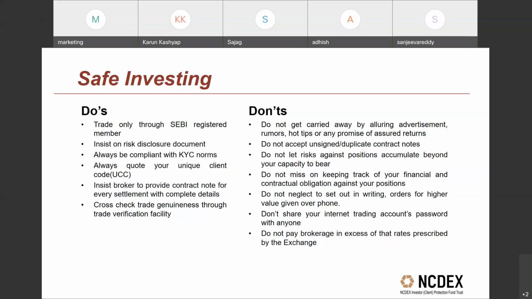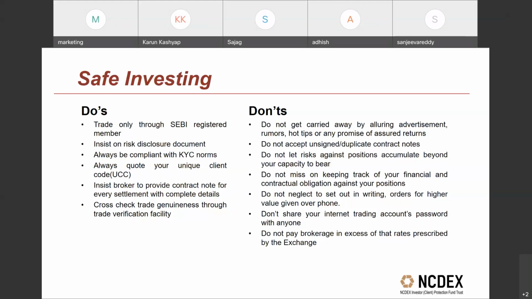Also, once the member provides the details of the trade, anybody can verify the trade details on the exchange website. Now, what we should not do: we should not let greed drive us into making money through hot tips or something like that. These are practices which have been banned by SEBI. If somebody is promising assured returns, we should not fall prey to their false promises.